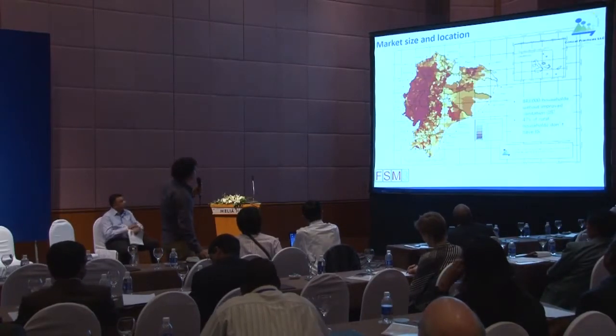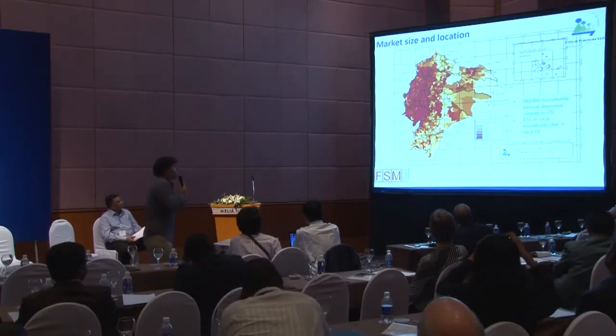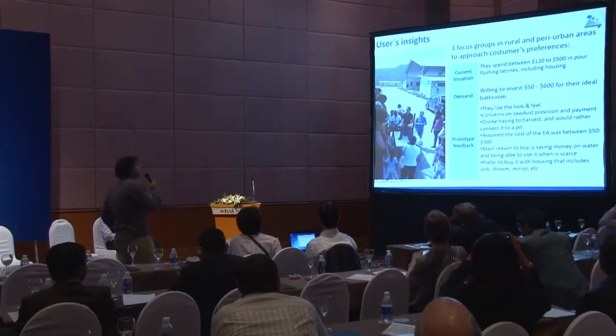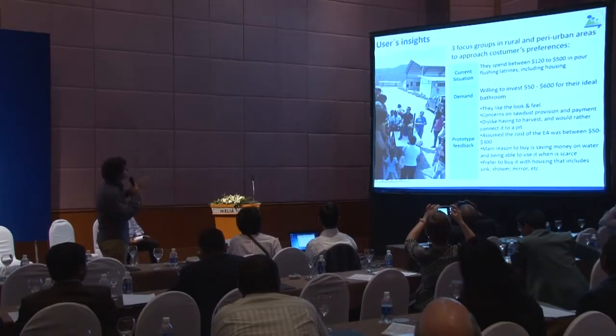This is how the market looks. In Ecuador, we have 3 million people without access to sanitation, 22% of the population, and in the rural area, it's almost half of the people. We ran 3 focus groups during the last 3 weeks, and we found some important learning.